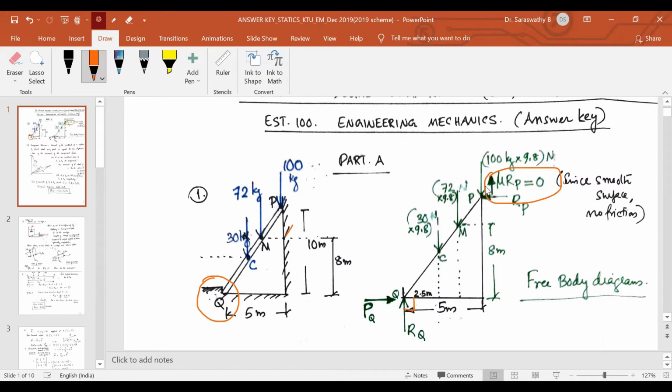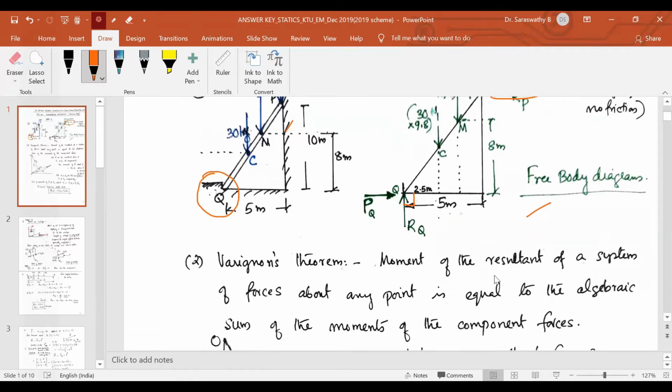A 100 kilogram force acting at the top of the ladder, it is mentioned in the question. And self weight of the ladder 30 acting at the center. If the length of the ladder is given, at the midpoint of it; if this is 10 meter, this is 5 meter. So at the midpoint, okay, from here 2.5 meter, at that point, the self weight. At 8 meter, from here 8 meter, you draw a horizontal line. At that point, the weight of the man. So this is the free body diagram.